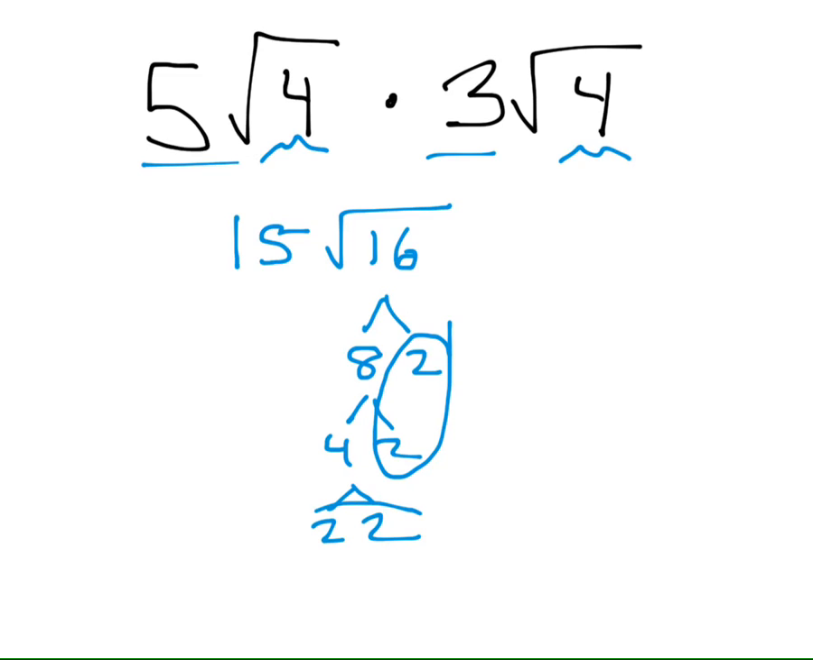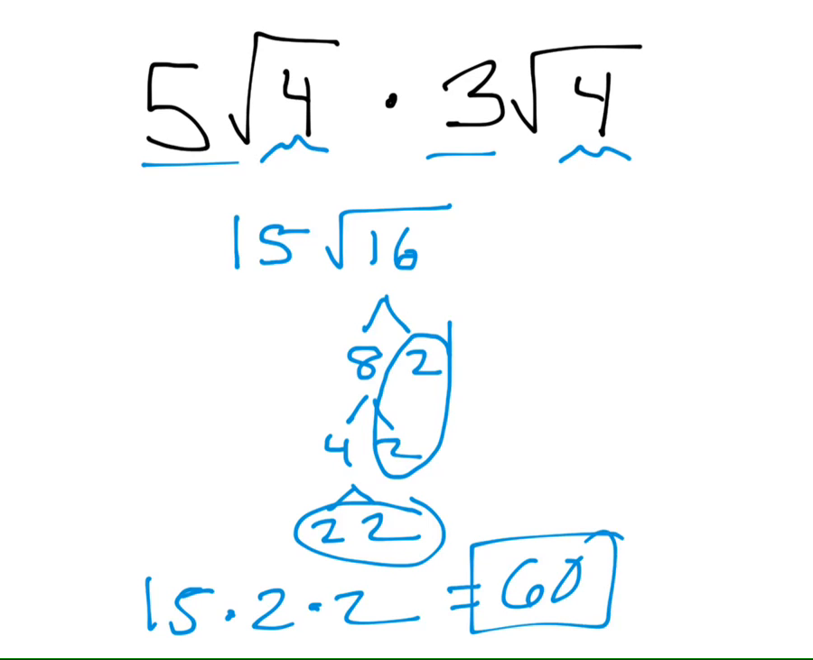1 pair there, 1 pair there. So 2 2s will come out. You'll be left with 15 times 2 times 2, and there's nothing left in the radical, right? So 15 times 2 times 2 is 60. You don't write the radical when there's nothing left. But don't forget to check at this point. If that's a perfect square, you already know that's a perfect square. Just simplify. It becomes 15 times 4.